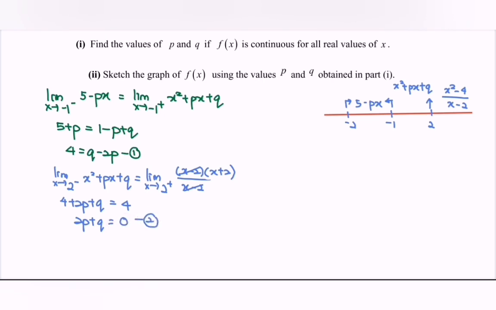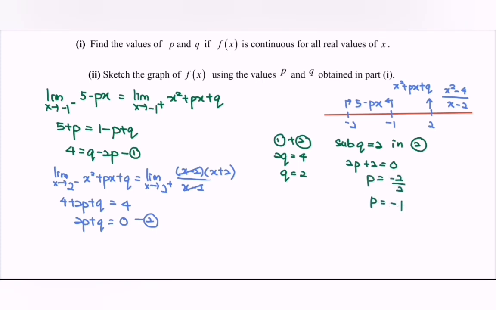So in order to find the values of p and q, add the first equation with the second equation. If we add, negative 2p plus 2p gives 0. Next, we have 2q equals 4, so q equals 2. Next, substitute q equals 2 into the second equation. So we have 2p plus 2 equals 0, so p equals negative 2 over 2. So p equals negative 1.